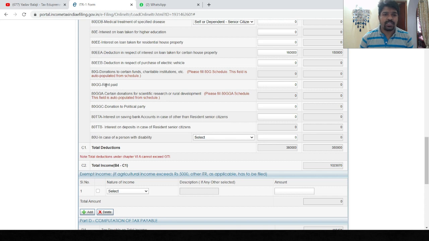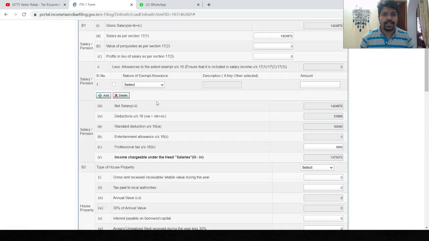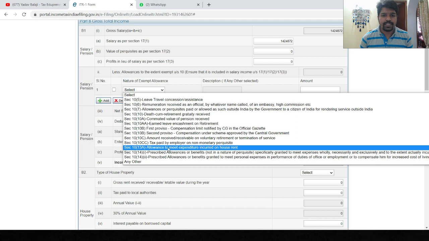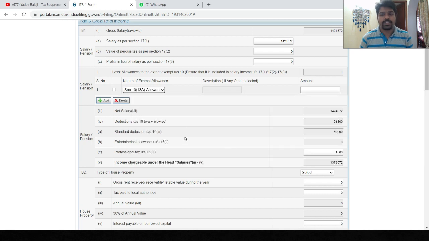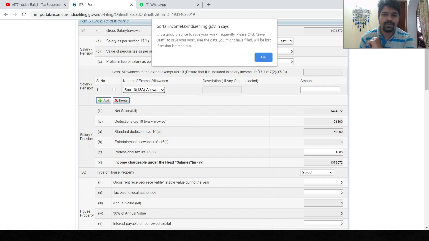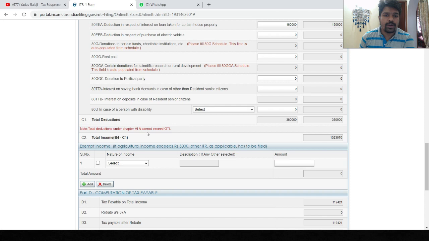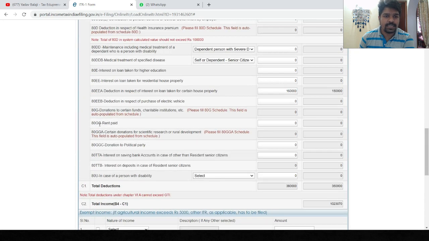Now here, section 80GG rent paid. Here also one rent paid is there, and if you go above to the nature of exempt allowance, section 10(13A), there also one rent allowance is there. So what is the difference between these two rent allowances? If you check your pay slip, there will be basic, HRA and other allowances. If HRA is there in your pay slip, then you are eligible for this HRA only. In case your company is not paying any HRA to you, then you have to come here to 80GG rent paid, and this also has a limit of 5,000 only. Say if you put 70,000, you are eligible for only 60,000.